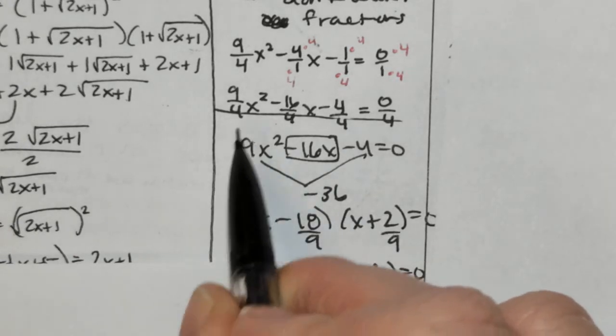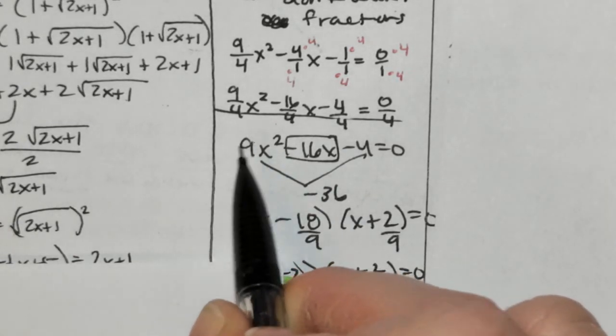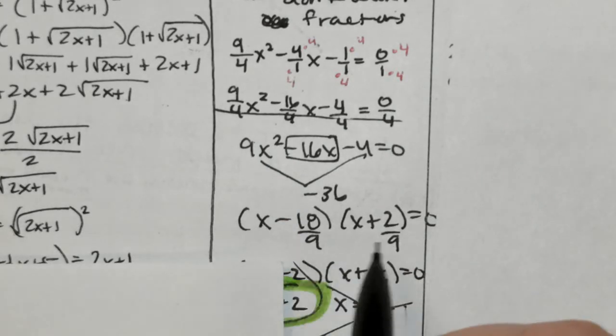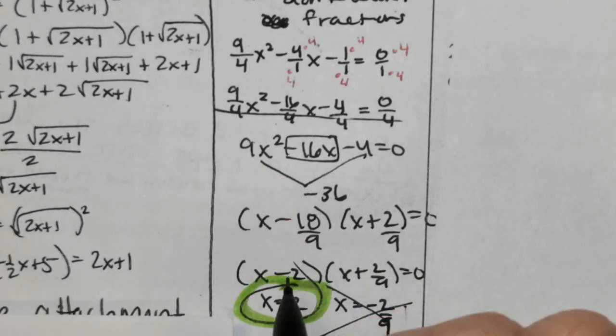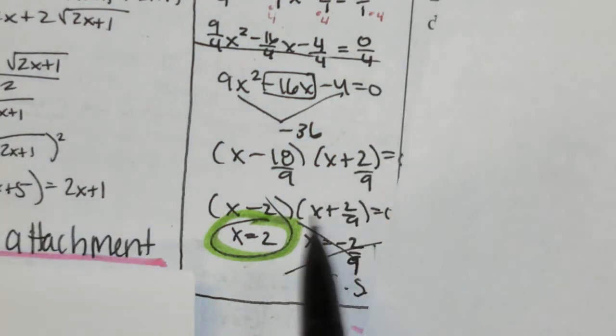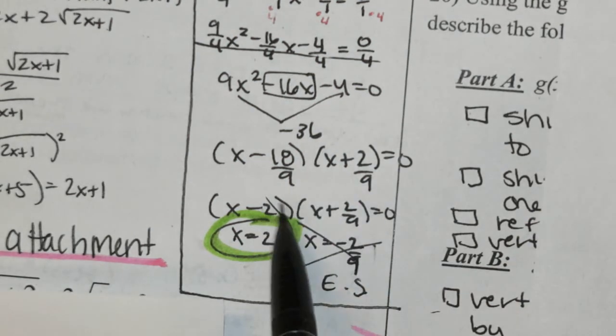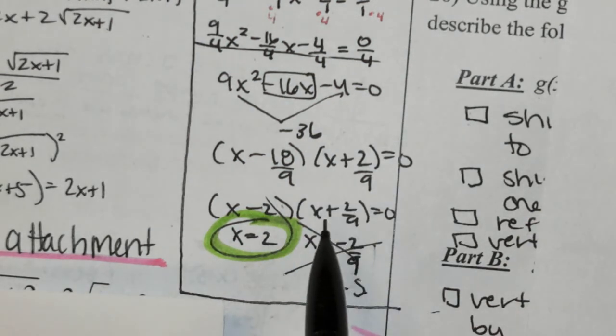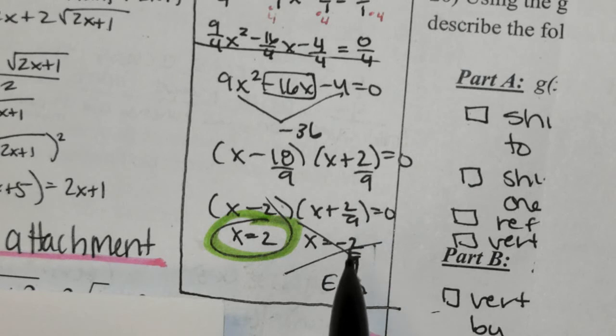Now this is different than the previous problems we worked with. The leading coefficient is not 1, so we're going to do bottoms up. Okay, simplifies to negative 2, and we have a positive 2 ninths. Remember, this is opposite here, so opposite of positive 2, this is one answer. Opposite of positive 2 ninths, this is the opposite answer.